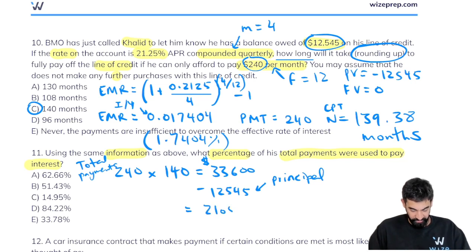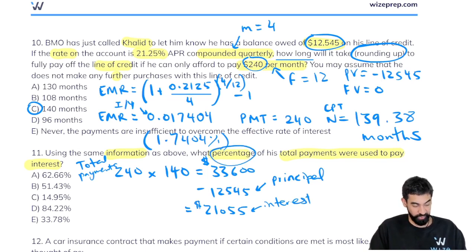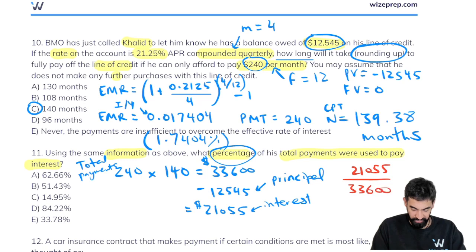So that gives me 21,055. That's how much he's paying in interest in total, but that's in dollars. The question is asking what percentage of his total payments. So how would I find this as a percentage? Just take this and divide by his total payments. Take this number and divide it by 33,600. So in interest he's paying 21,055 divided by 33,600.